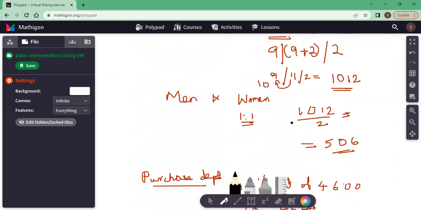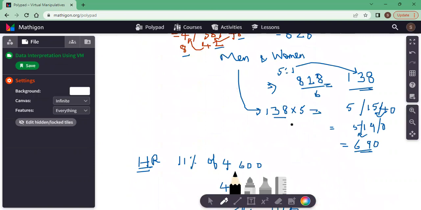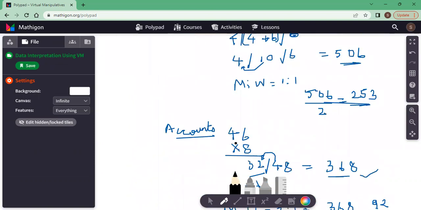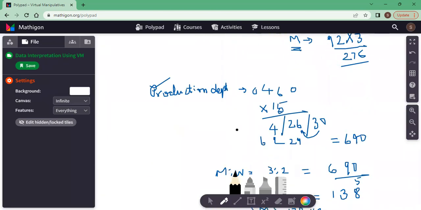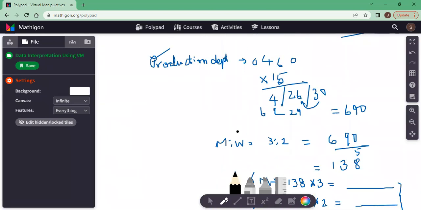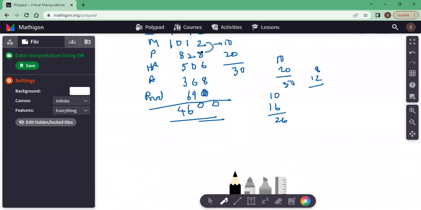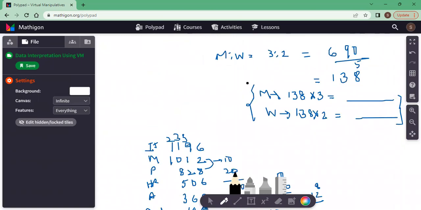So this is how we implement Vedic mathematics while solving a data interpretation question in UGC NET. I hope you have all liked this video. I hope you have all understood this video.